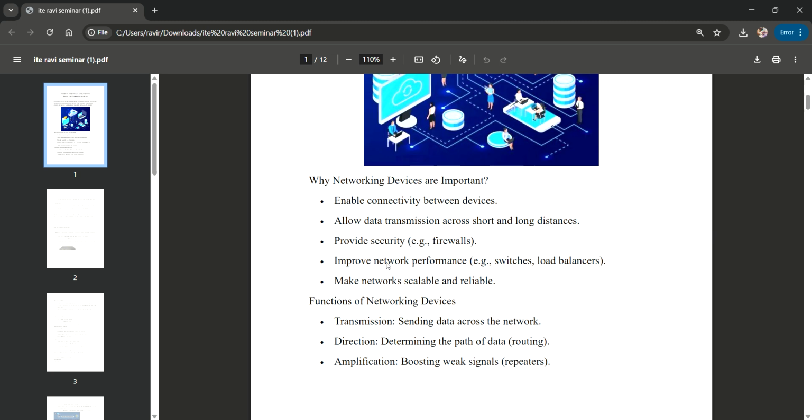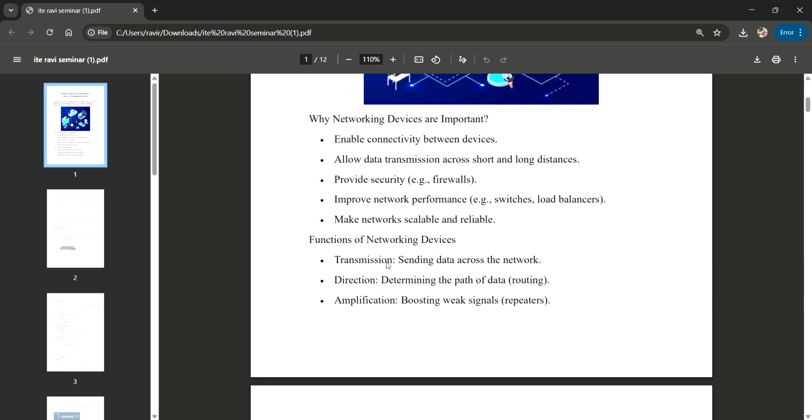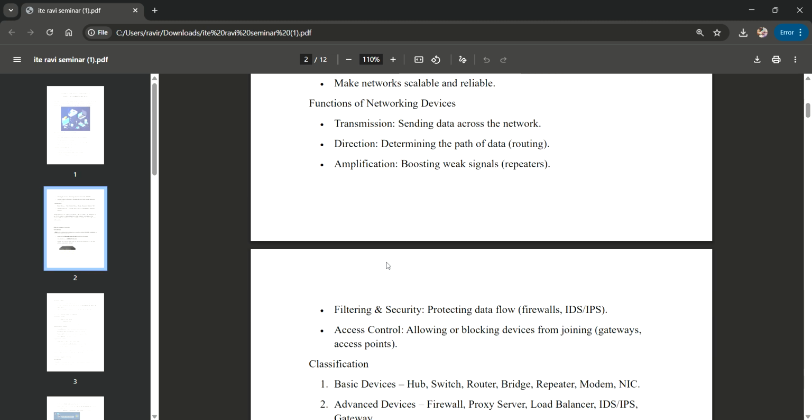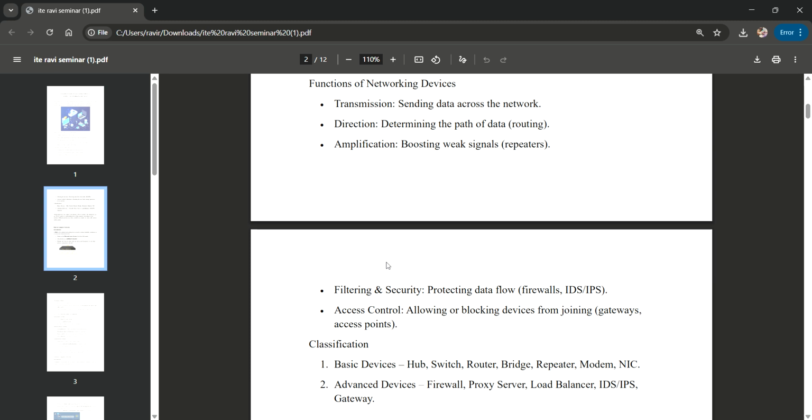So coming to the functions of networking devices, it allows us to transfer the data across the network. The direction of the data path is determined using routing techniques, and the weak signals are amplified using repeaters. Then for filtering and security purposes, we use firewalls for protecting the data flow, and for access control, that is the allowing or blocking of devices from joining, we use gateways and access points for that.